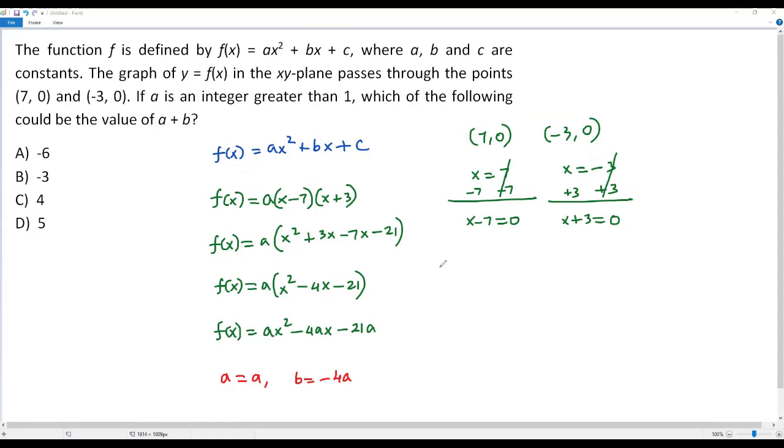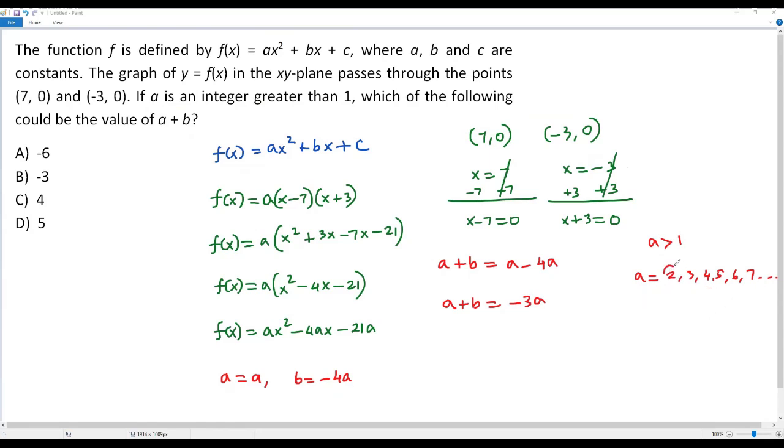Okay, now let me try to get the value of the expression a plus b. Here we can take this a as it is, and for b we can plug in negative 4a. Then we get a plus b equals a minus 4a, which is negative 3a. And also the question says a is an integer greater than 1. When a is an integer greater than 1, the possible values for a are 2, 3, 4, 5, 6, 7. These are all the integers greater than 1. So these are the possible values we have for a.